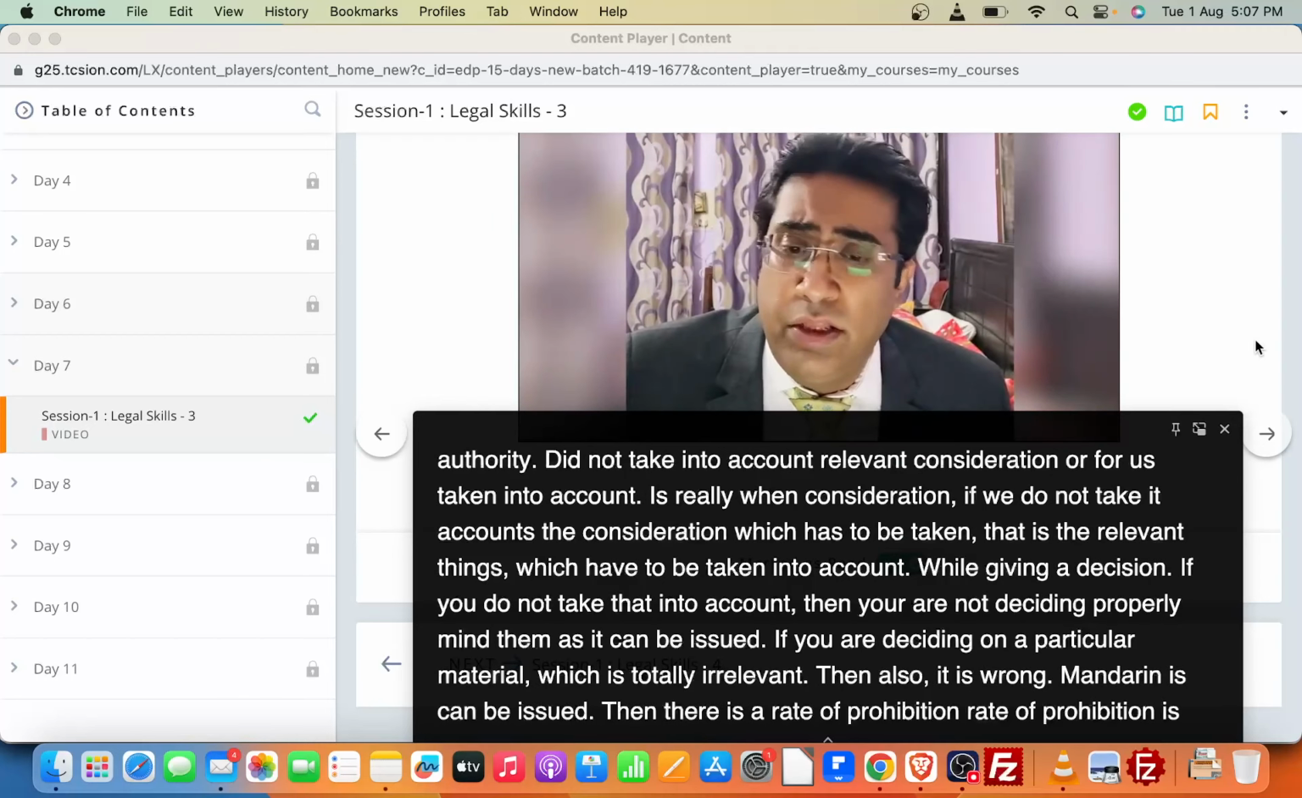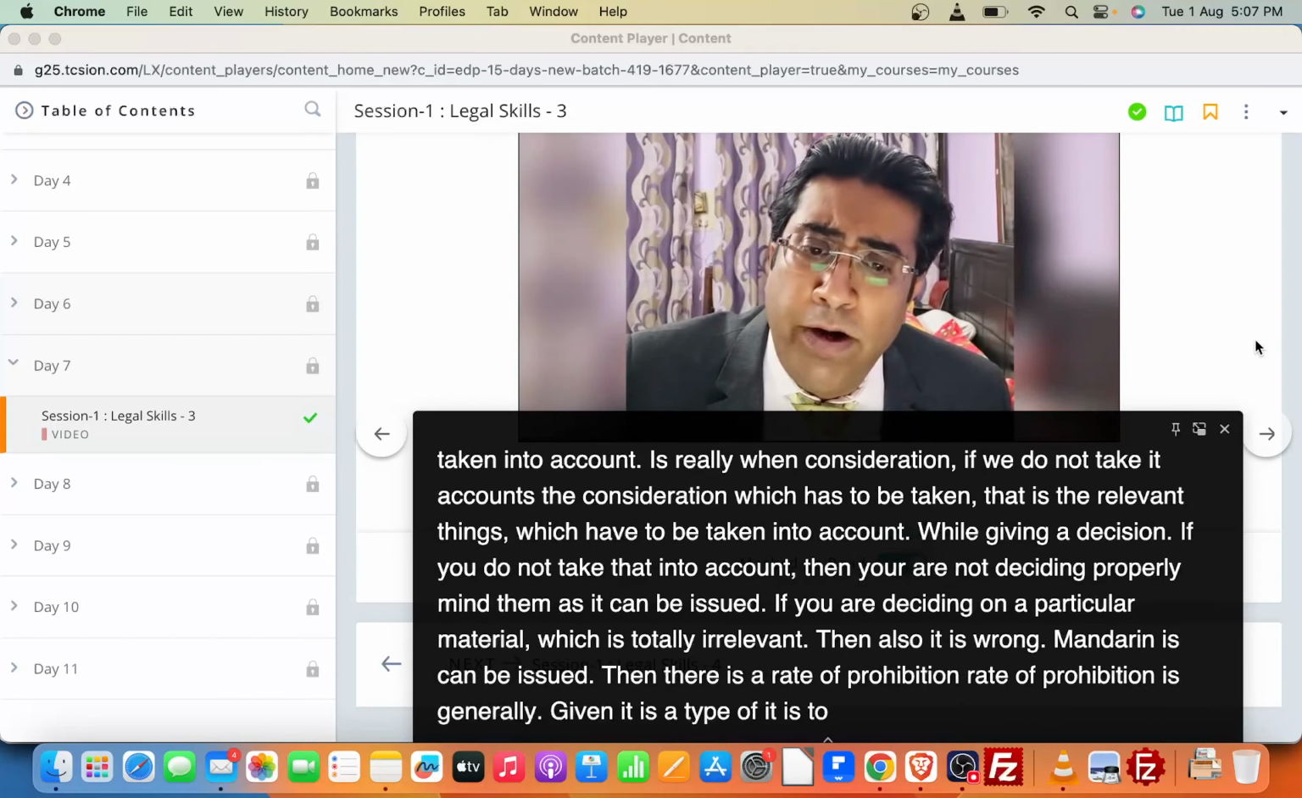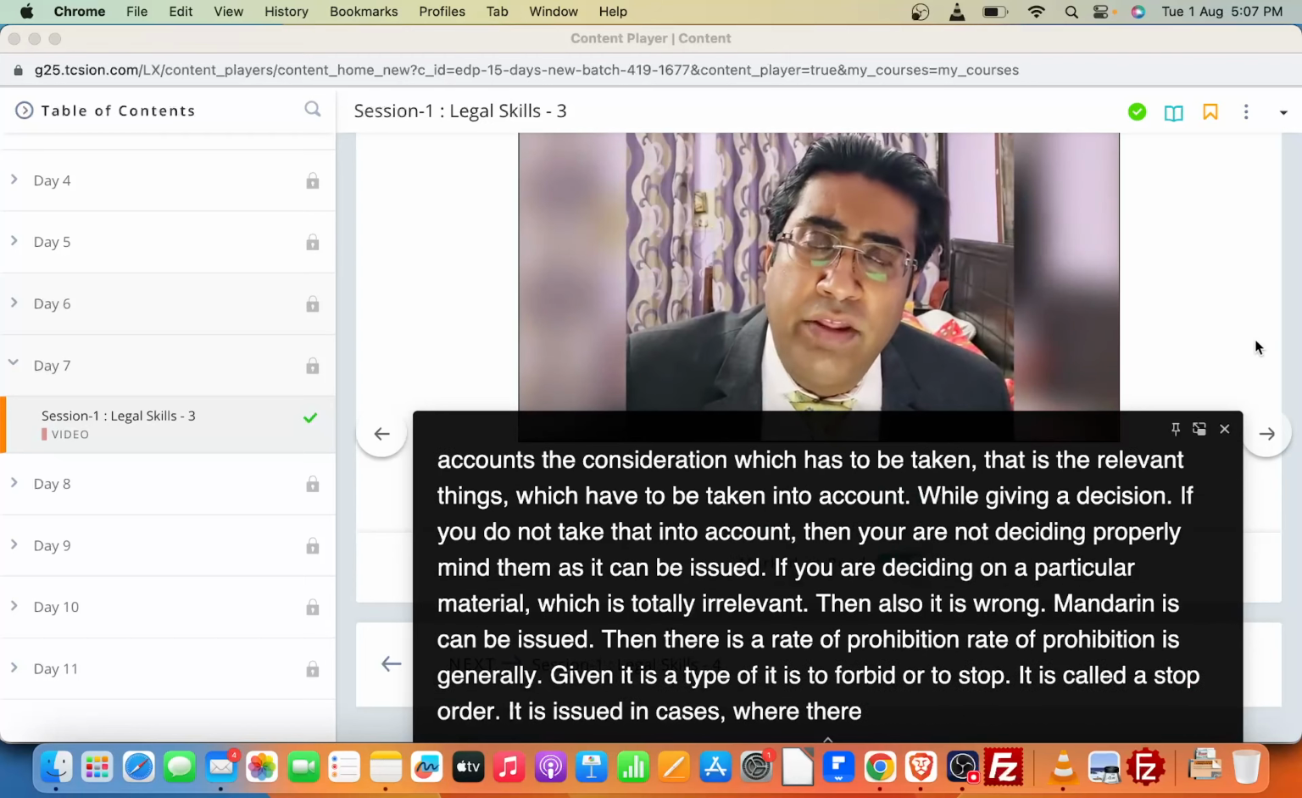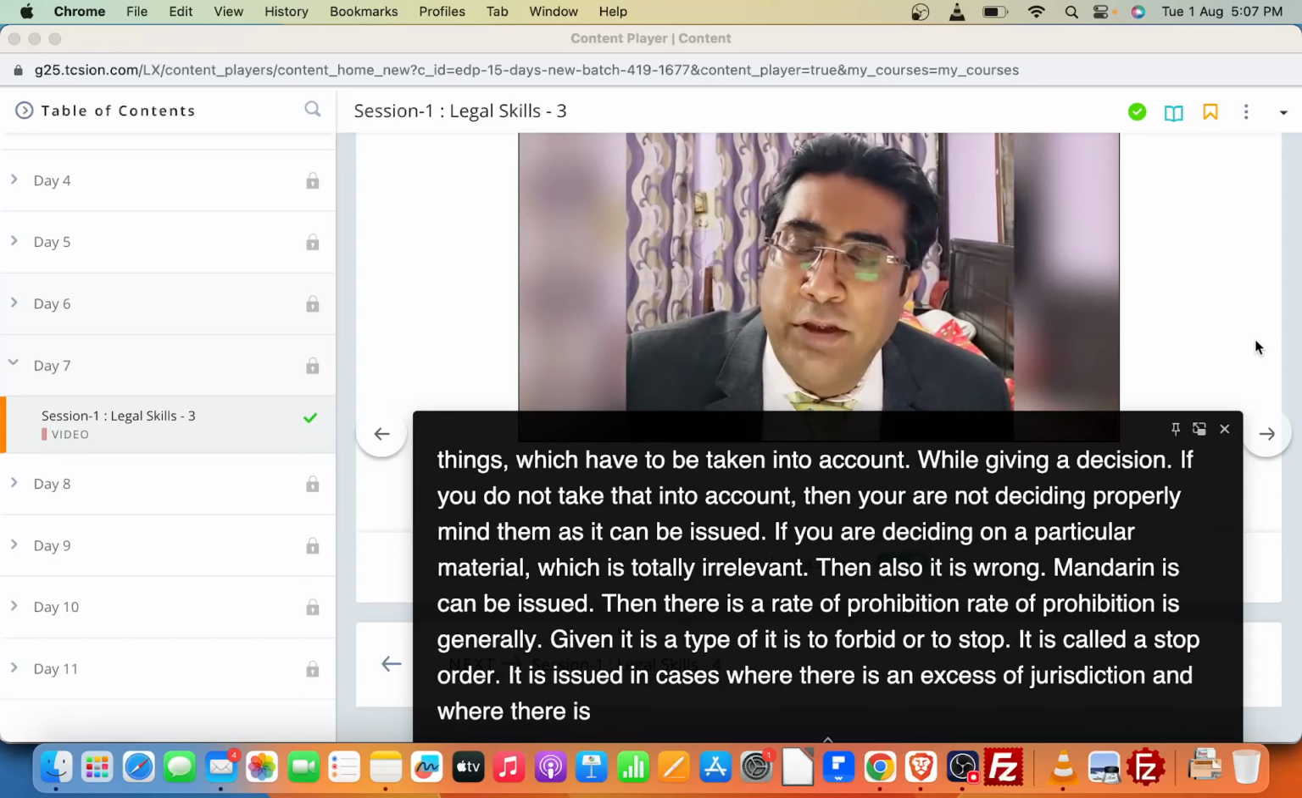Writ of prohibition is generally given. It is to forbid or to stop. It is called a stop order. It is issued in cases where there is an excess of jurisdiction and where there is absence of jurisdiction.